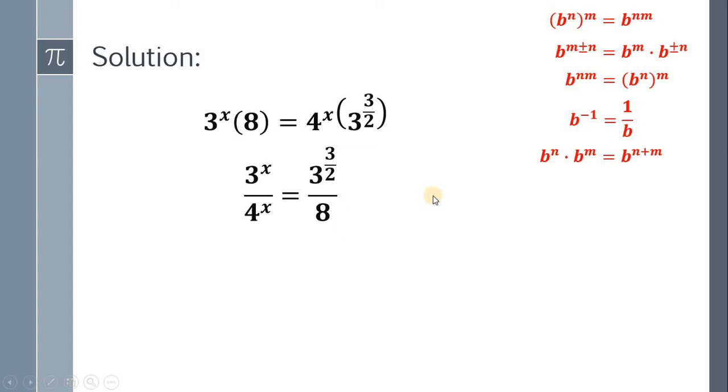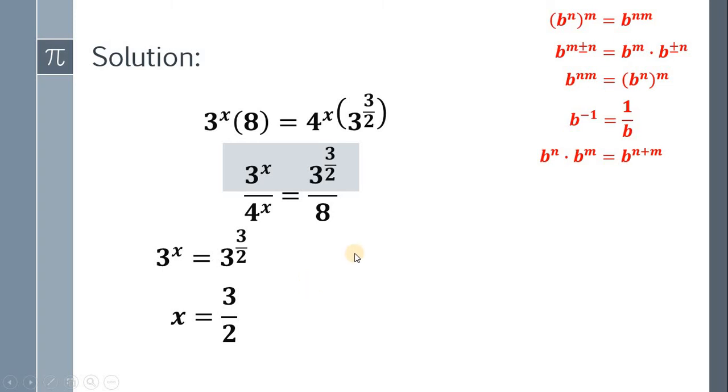Our goal in this question is to solve for the value of x. Now, take a look at the numerators of both fractions. So we have 3 raised to x and 3 raised to 3 over 2. Now, since they are equal, therefore, their numerators must be equal. So we can set 3 raised to x equals 3 raised to 3 over 2. It directly follows that x equals 3 over 2.